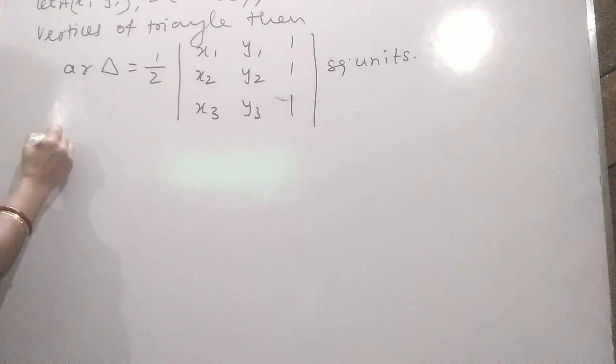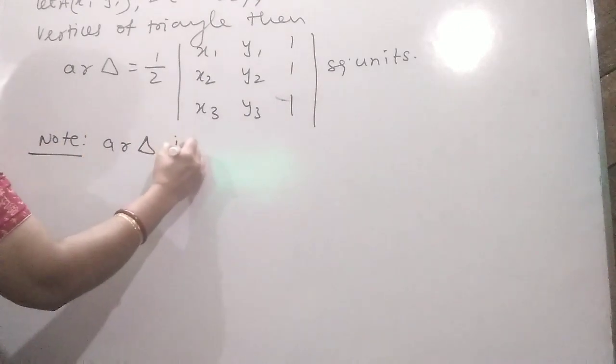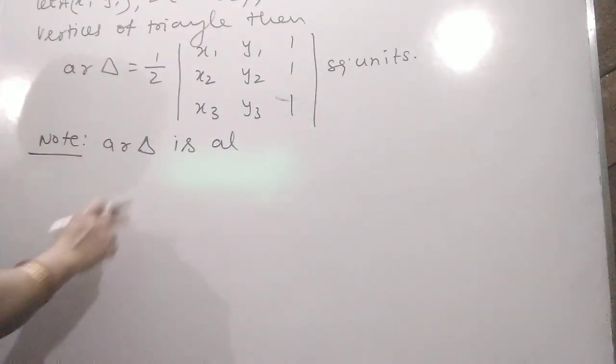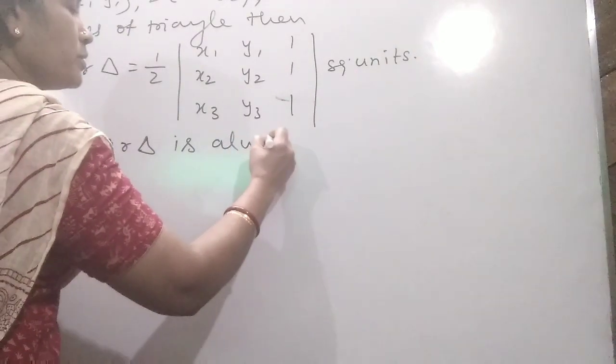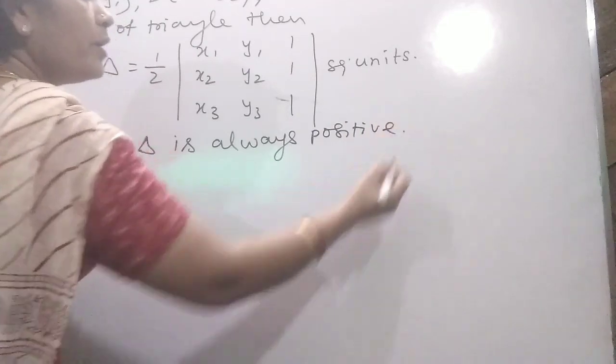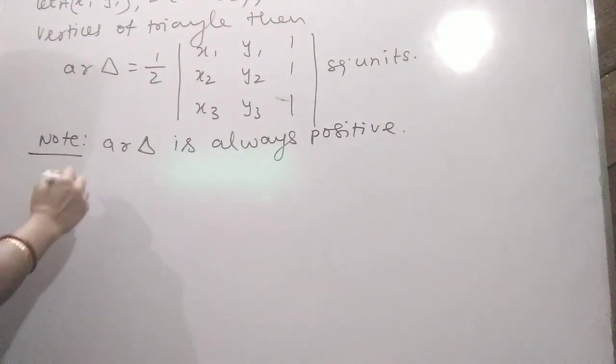Now I'm giving a note here. Note: area is always positive. So that's why we take its absolute value, that is the modulus value. Area is always positive. So suppose you are getting a negative value, then you should take the modulus and present a positive answer only.